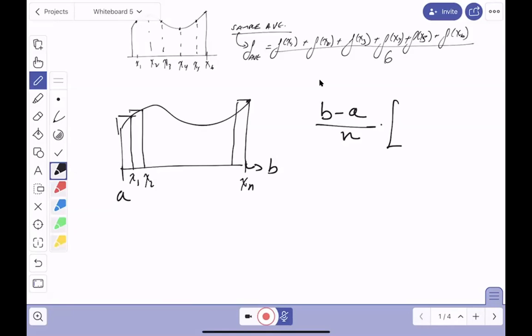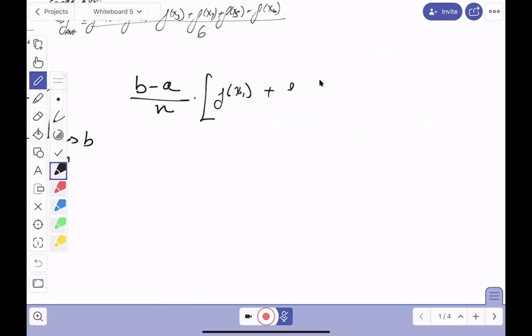Wow. Well, I got all the bases down. But now I got to do the heights. Let's write this over here. So it's going to be f of x1 plus f of x2 plus f of x3 plus yada, yada, yada, up to f of xn.